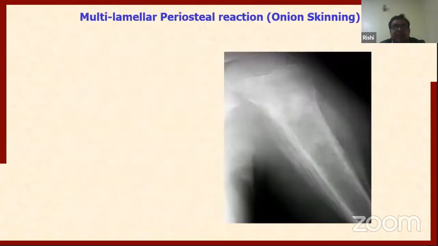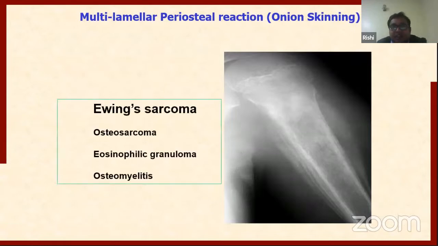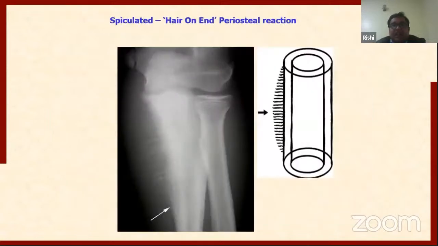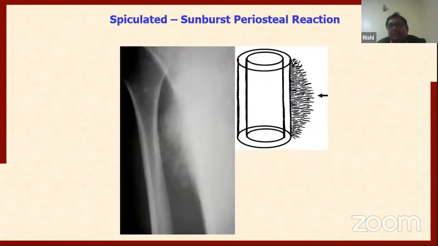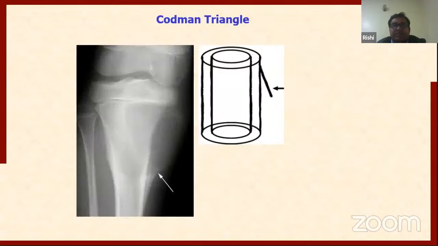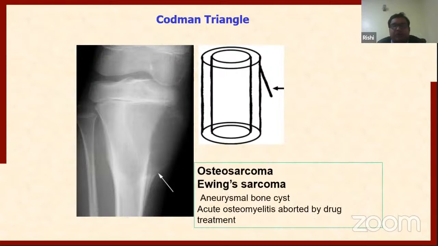The onion skin periosteal reaction is classically described for Ewing's sarcoma, but you can also have this sometimes in eosinophilic granuloma or osteomyelitis. This spiculated hair-on-end periosteal reaction and the sunburst kind of periosteal reaction are typically described for osteosarcoma, but can happen with other malignant bone lesions as well. And whenever the periosteum is lifted up by a tissue component, that we call Codman triangle, typically seen in malignant bone tumors, and sometimes can be seen in aneurysmal bone cyst or bony infections.